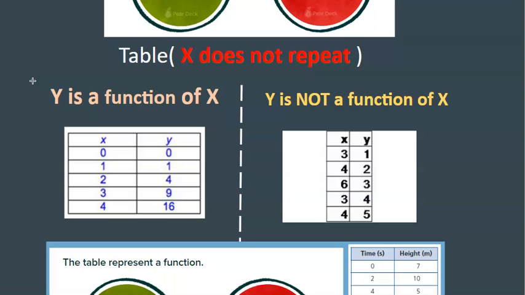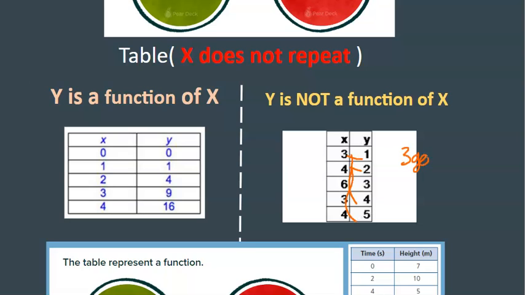Okay, let's look at tables. X cannot repeat for it to be a function. So on this one, y is a function of x. This one, y is not a function of x. Notice that each x maps to only one y. On this one, notice that the 3 goes to 1 and 4. The 4 goes to 2 and 5.